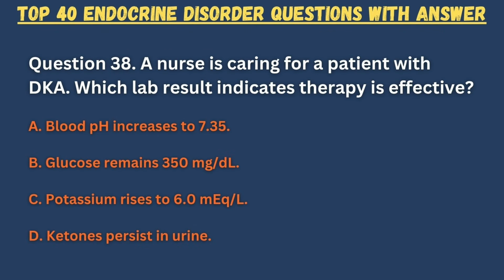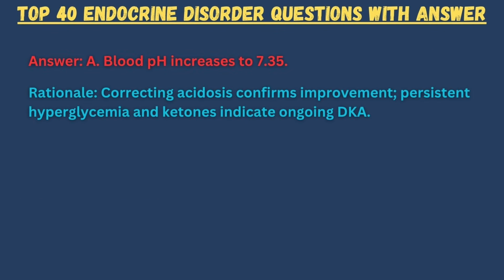Question 38. A nurse is caring for a patient with DKA. Which lab result indicates therapy is effective? A. Blood pH increases to 7.35. B. Glucose remains 350 milligrams per deciliter. C. Potassium rises to 6.0 milliequivalent per liter. D. Ketones persist in urine. Answer: A. Blood pH increases to 7.35. Rationale: correcting acidosis confirms improvement. Persistent hyperglycemia and ketones indicate ongoing DKA.